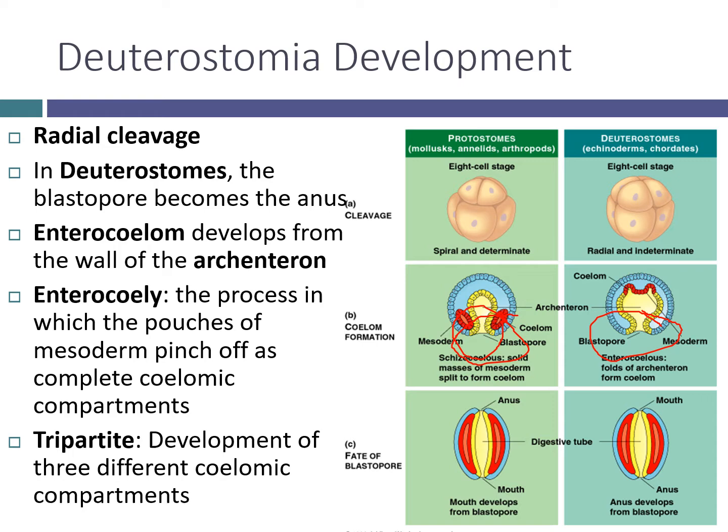We've also got the enterocoelom, which develops from the archenteron, and then the enterocoely. So it's all that bit there. And then the tripartite, three distinct coelomic compartments that are developing.